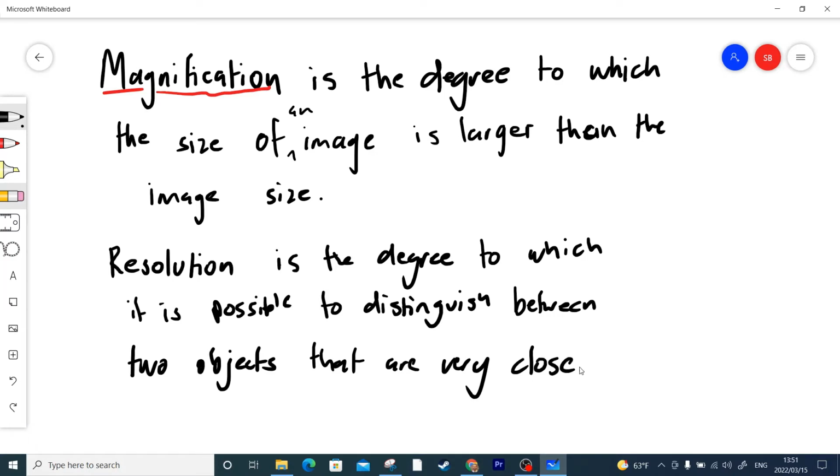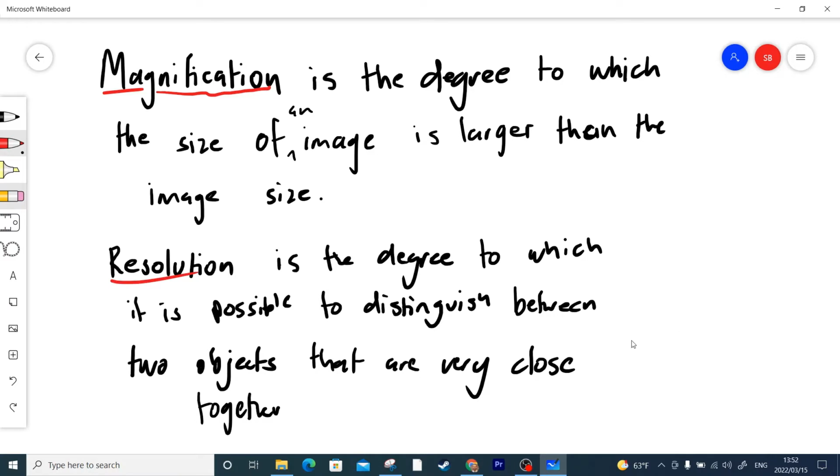So in this example, you might have a nucleus which has a higher resolution than a mitochondria that was sitting right next to it, and the resolution is different between the two. The one with a higher resolution is going to be more clear, that are very close together.